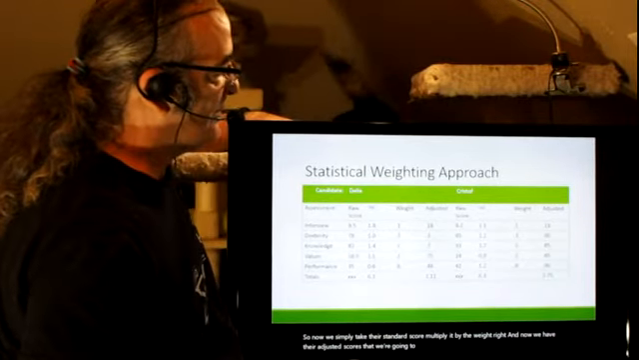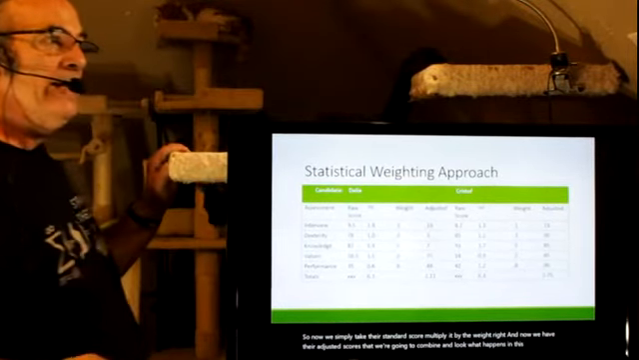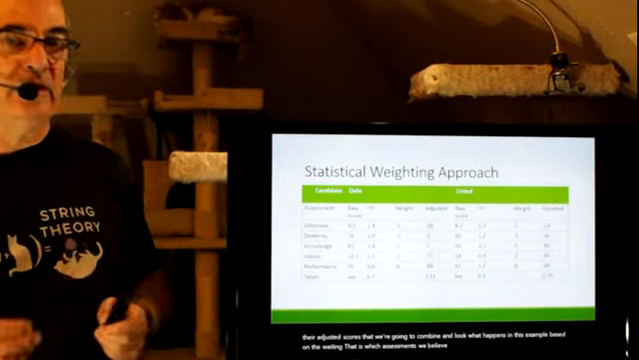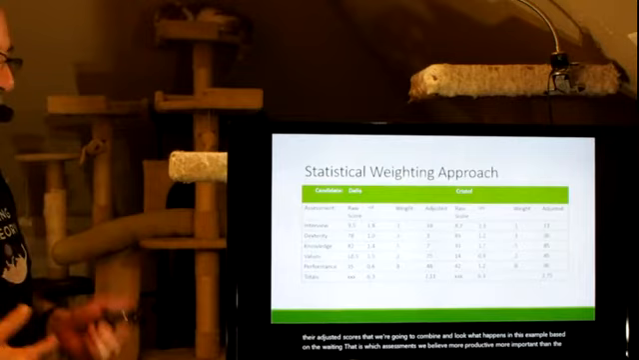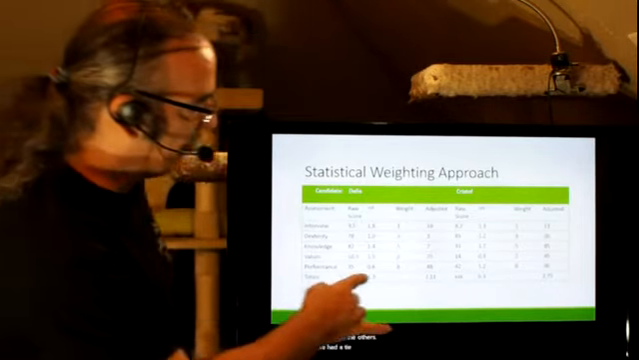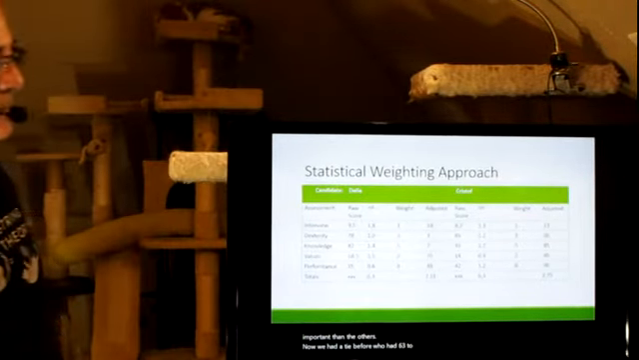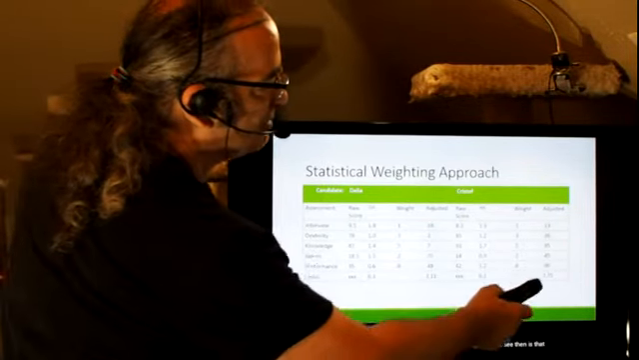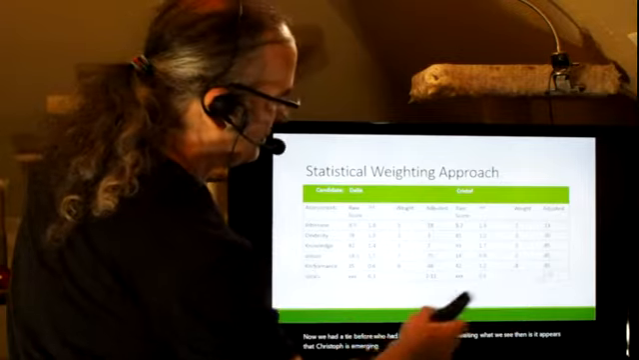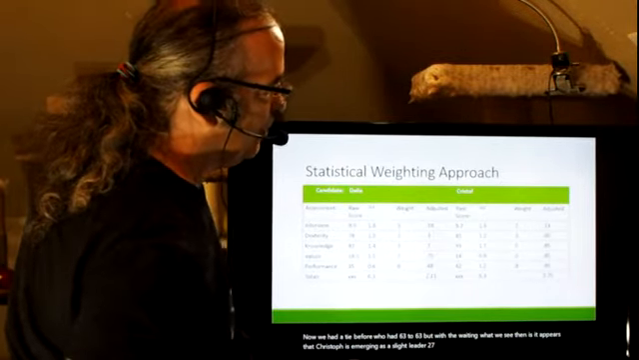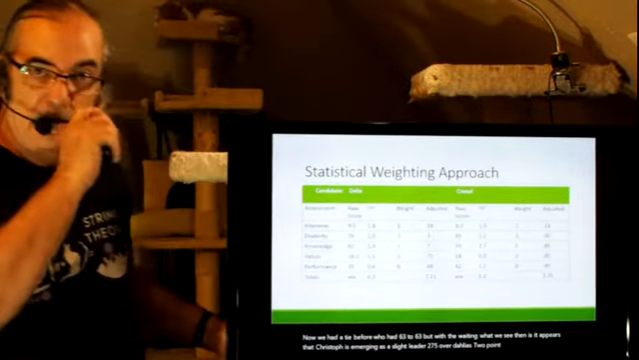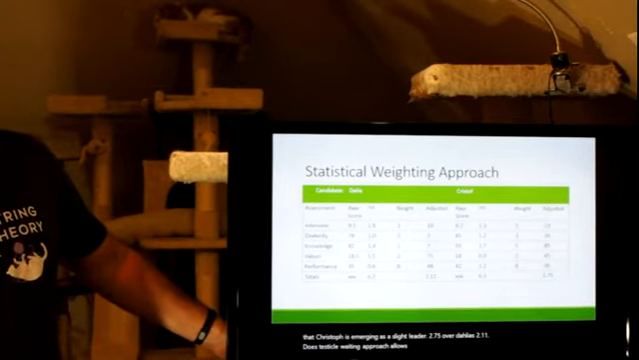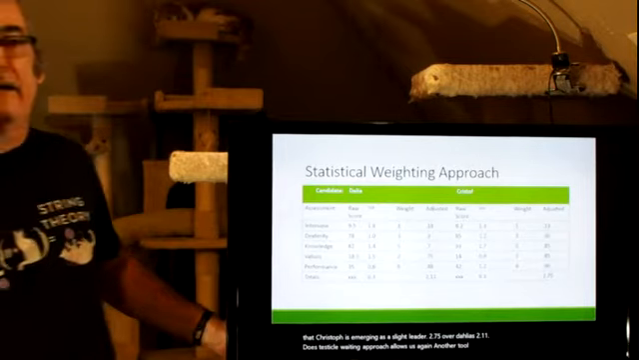And look what happens in this example. Based on the weighting, that is which assessments we believe more predictive, more important than the others. Now, we had a tie before. We had 6.3 to 6.3, but with the weighting, what we see then is it appears that Christoph is emerging as a slight leader, 2.75 over Dahlia's 2.11. Okay? So the statistical weighting approach allows us, again, another tool in differentiating our candidates.